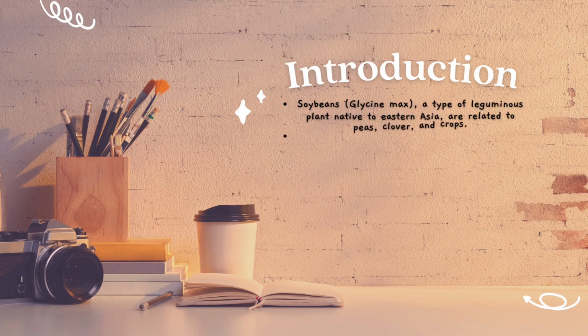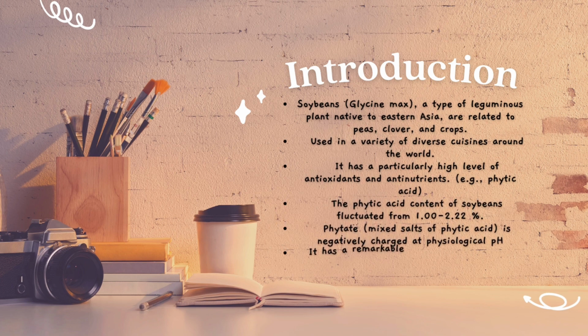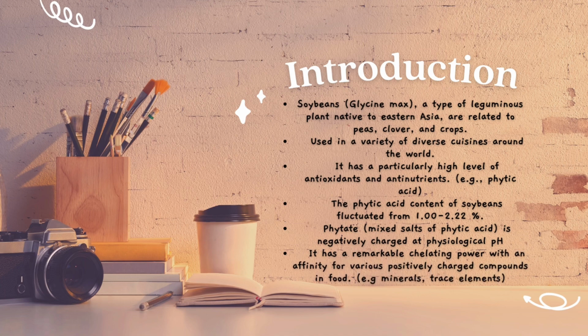To start off, soybeans or soya beans, scientifically known as Glycine max, is a type of legume native to Eastern Asia related to peas, clover and crops. It has been used in a variety of diverse cuisines all over the world, which would include miso soup, doenjang, soy sauce, tempeh and many more.